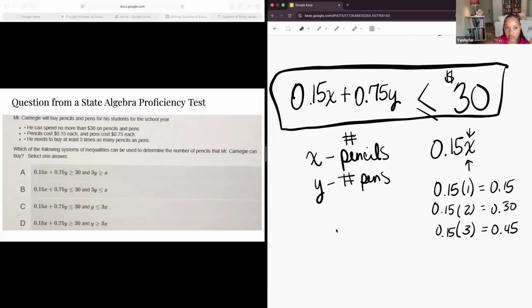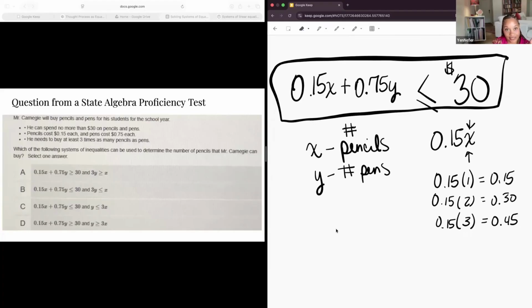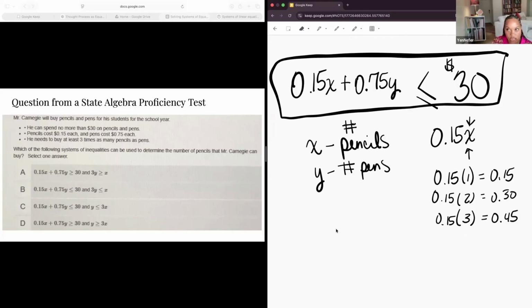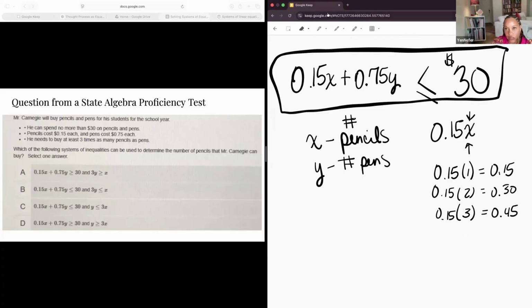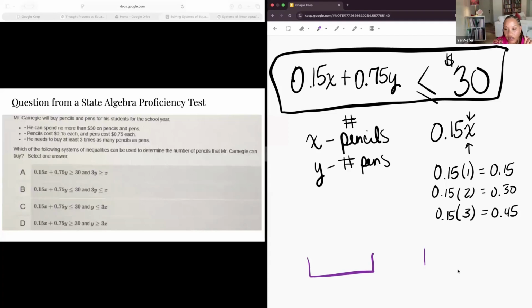Now, moving on to the last bit of information. This one is a little tricky. He needs to buy at least 3 times as many pencils as pens. So we've got to break this down and really think it through because it's tricky. He has to buy at least 3 times as many pencils as pens. So we know that we're comparing the number of pencils to the number of pens. This is what we're comparing. So that means you're going to have X something and Y something.